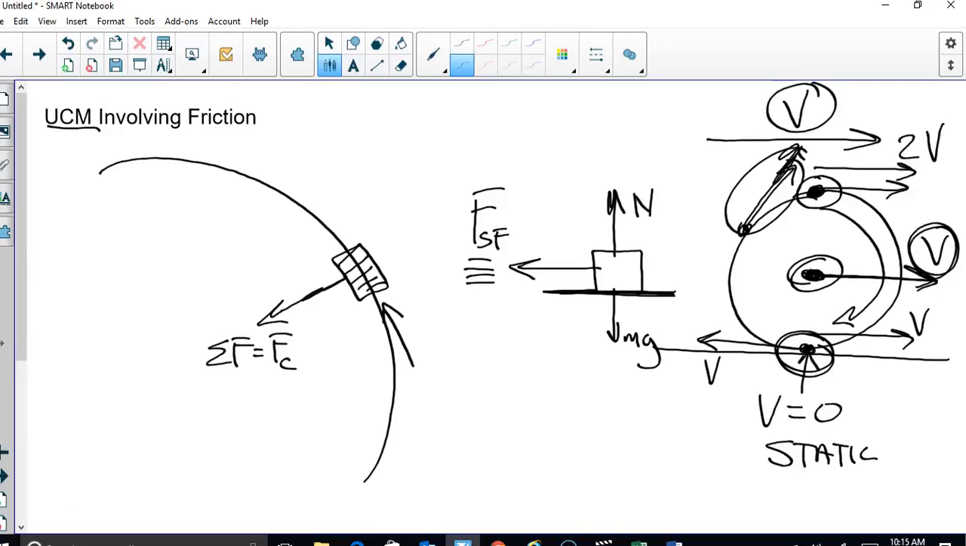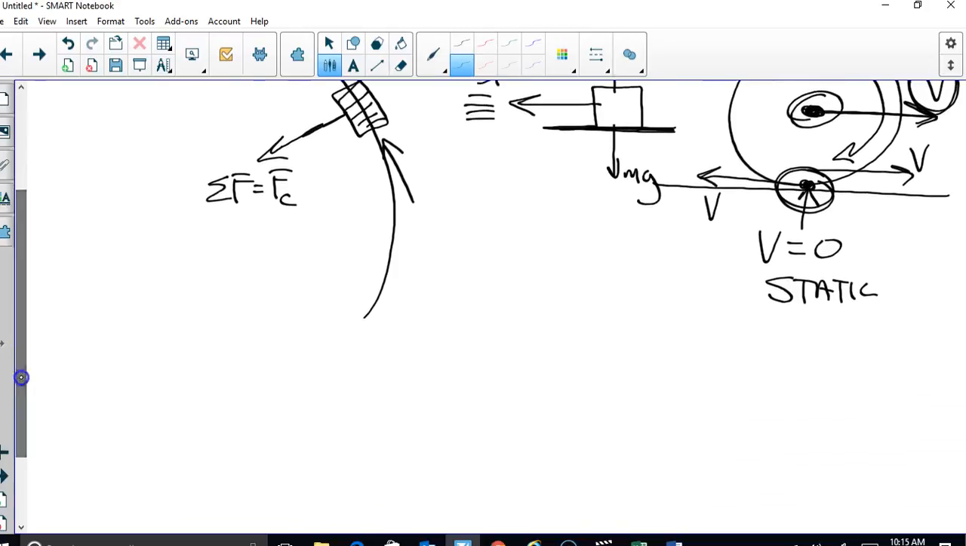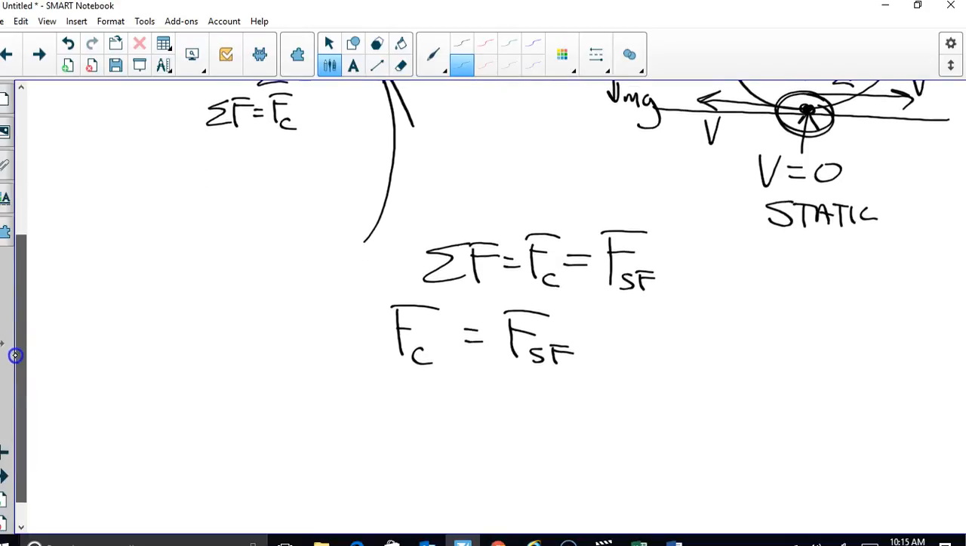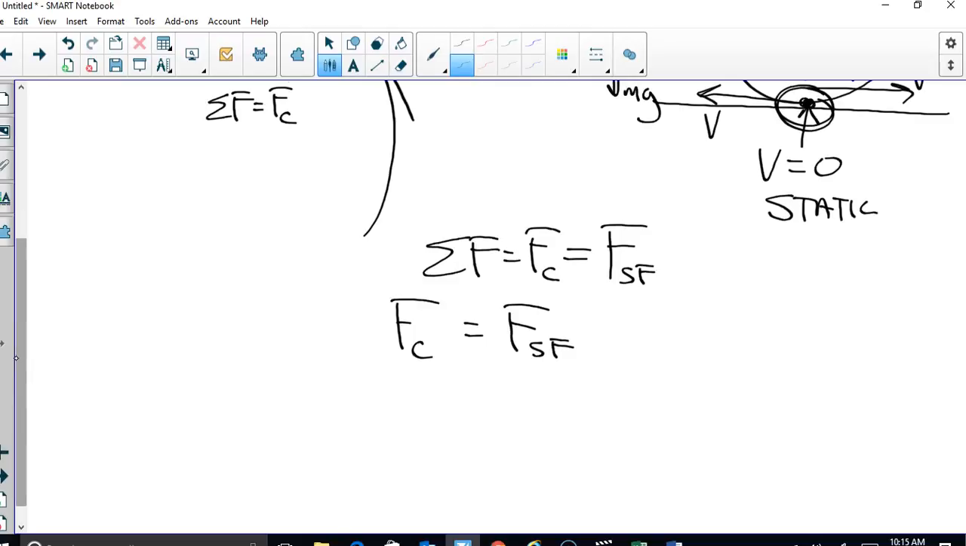All right, so knowing this is the case, that means that your net force is your centripetal force, and it has to be friction. Okay, so the centripetal force comes down to the force of static friction. Now, in a lot of these problems, they're not going to give you the mass, and here's why. Keep in mind the centripetal force is mv squared over r. Friction is mu static in this case times the normal force.